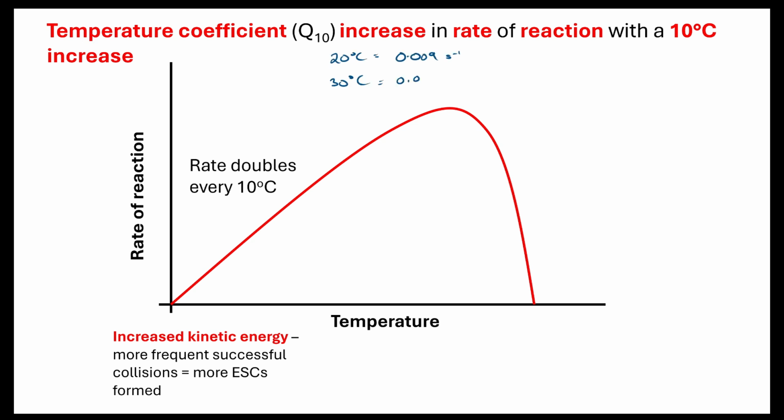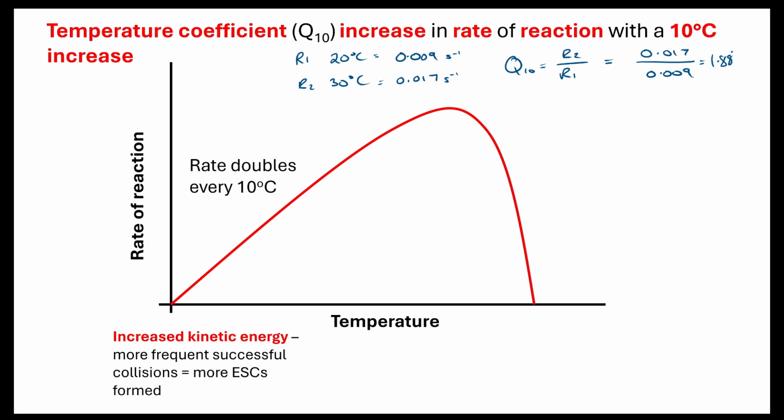So if I tell you that at 20 degrees C on my graph, my rate of reaction is 0.009, and at 30 degrees C, my rate of reaction is 0.017, what I can see is that my rate is different at the lower temperature compared to the higher temperature. So to work out my Q10, I take my highest temperature, R2, and divide that by my lowest temperature, R1, and that will give me my Q10 value, which is 1.88 recurring.